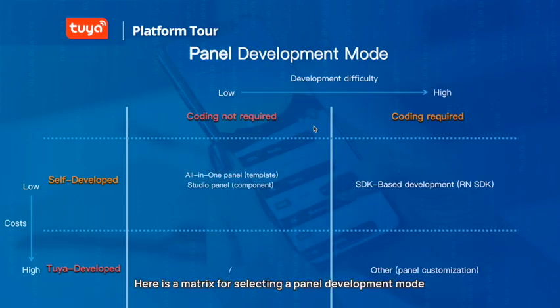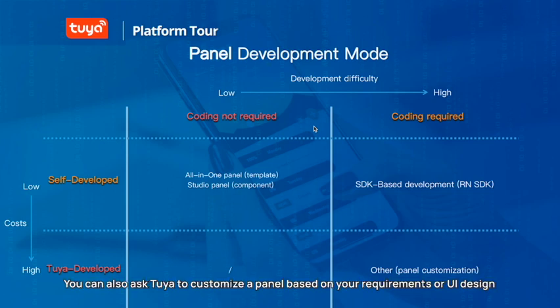Here is the matrix for selecting a panel development mode. Give priority to all-in-one panel or studio panel. If the all-in-one panel cannot meet your requirements, select an SDK-based panel and design the code as needed. You can also ask Tuya to customize a panel based on your requirements or UI design.